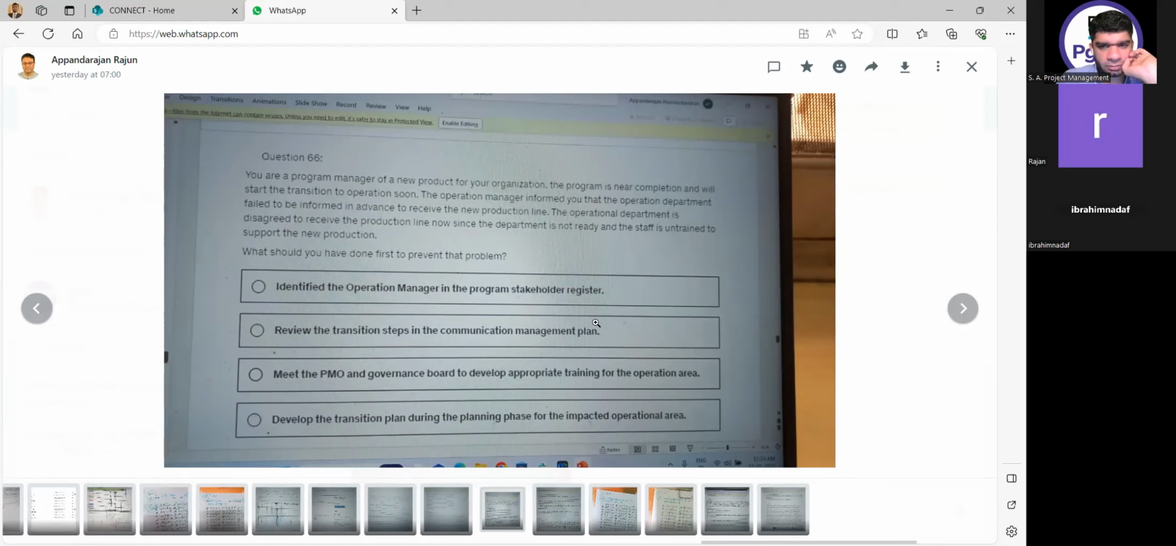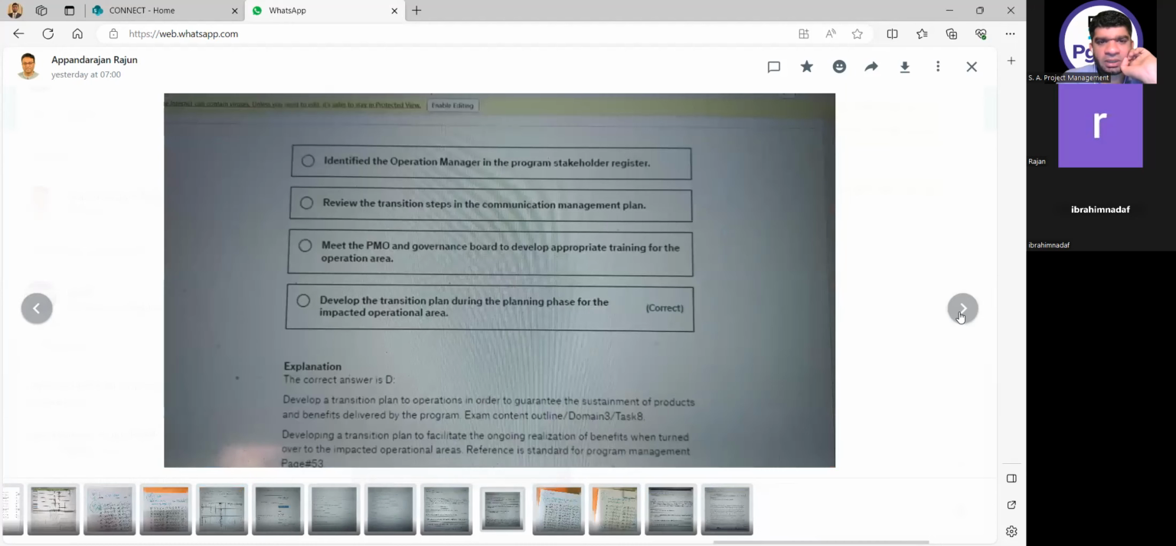Develop a transition plan during planning phase for the impacted operational area. My only contention is you don't develop a transition plan in the planning phase. From that perspective, just consider planning phase a general word. He's not talking about the program planning subphase. And secondly, whenever we are talking about the plan, it can be made in any planning phase. No, but transition plan is happening only during the benefits transition, typically during program delivery. Yes, you are right, in the program delivery phase, but as a broad option, what other option can we have?